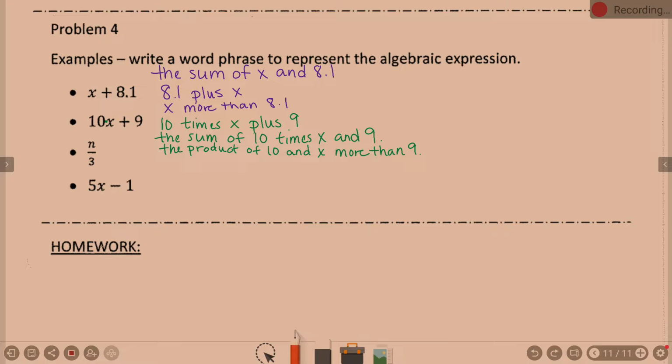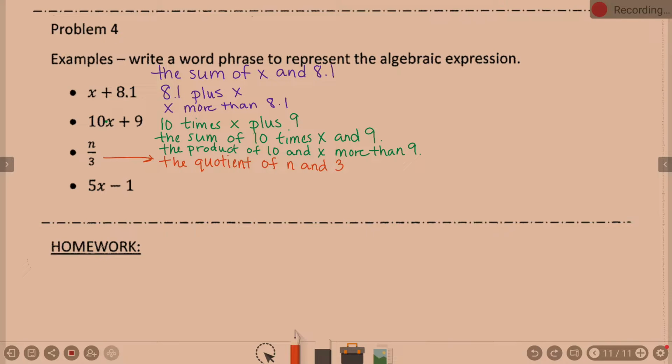Chloe, you got a guess? The quotient of n and 3. Okay, there's a good one. She said the quotient of n and 3. There's one more I was wanting to hear here, maybe. Already have. That's the one I wrote. Okay. Quotient.